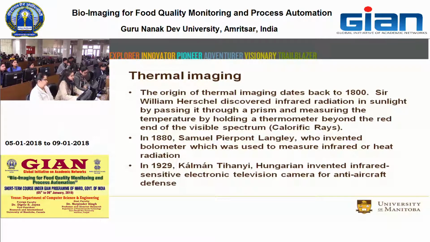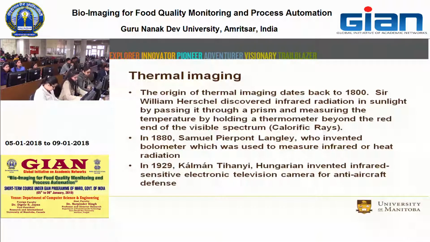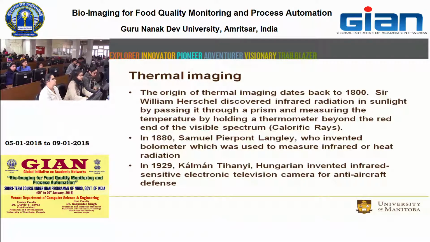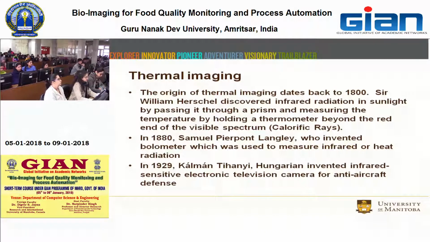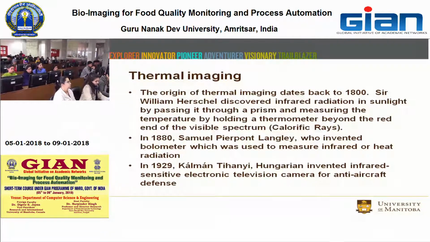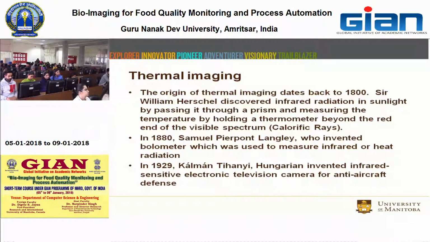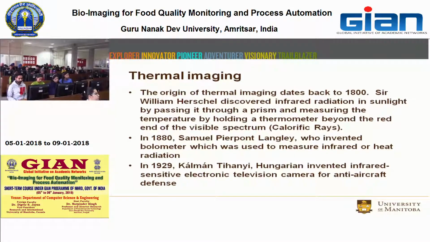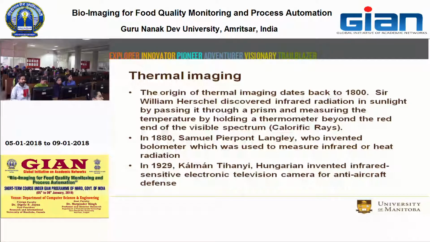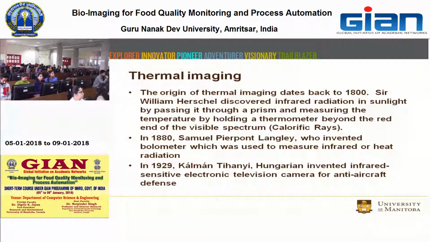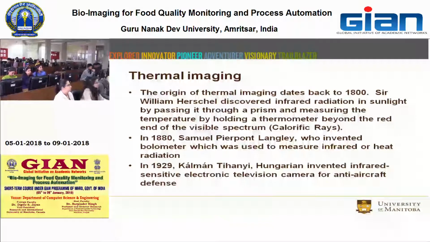And not that he was trying to discover these rays, he put the thermometer outside of the red spectrum. The sunlight was coming through the prism, and then it is split. So 7 colors you can see, but he basically by chance put the thermal camera beside the red color, and the temperature started rising.